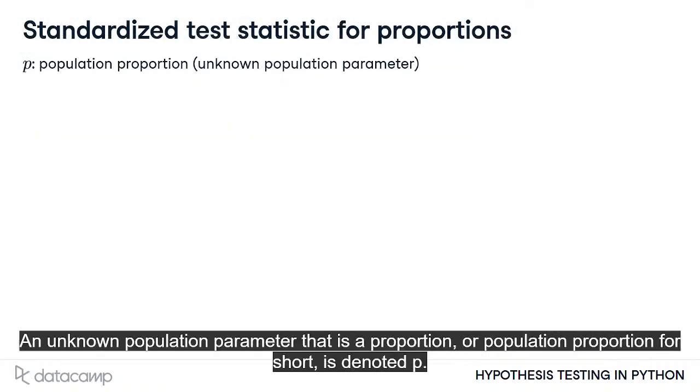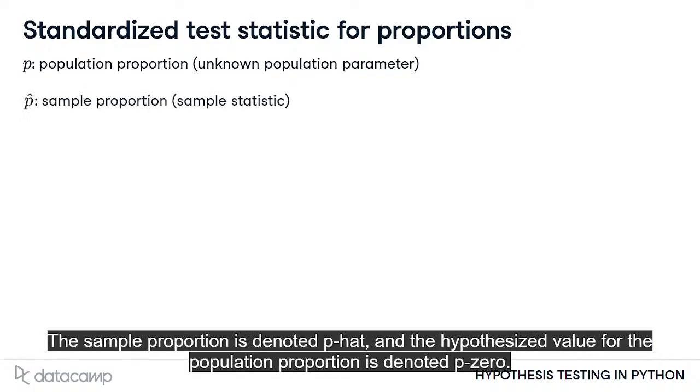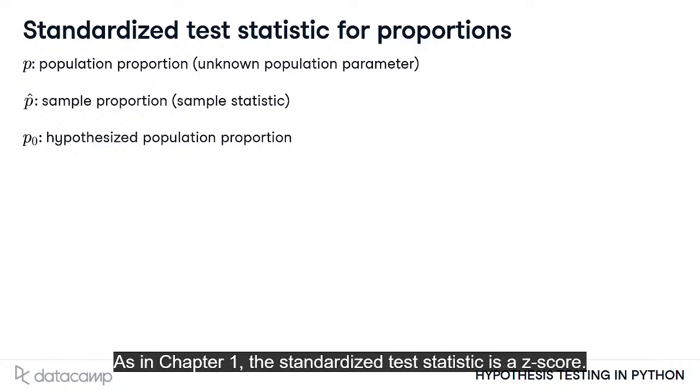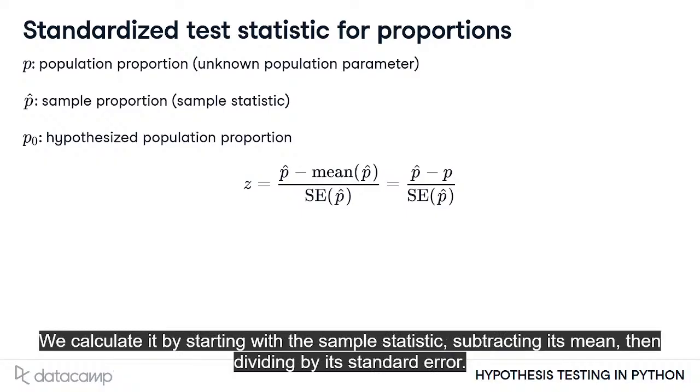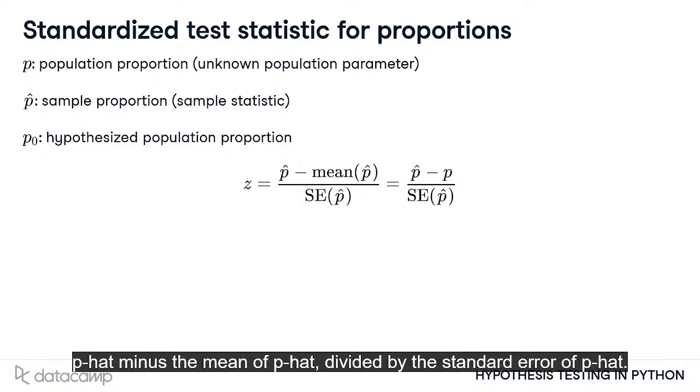An unknown population parameter that is a proportion, or population proportion for short, is denoted p. The sample proportion is denoted p hat, and the hypothesized value for the population proportion is denoted p0. As in Chapter 1, the standardized test statistic is a z-score. We calculate it by starting with the sample statistic, subtracting its mean, then dividing by its standard error. P hat minus the mean of p hat, divided by the standard error of p hat.